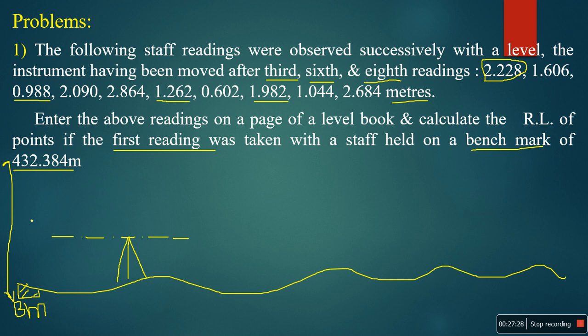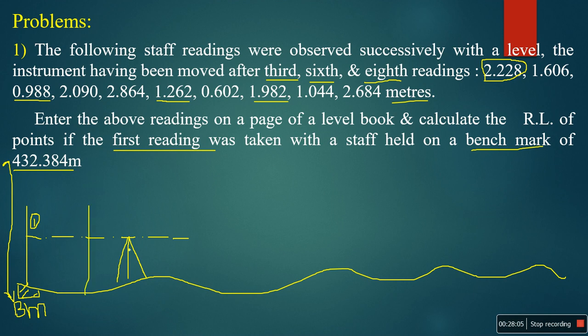Okay, so they have held the first staff reading. The staff is held on the benchmark. Then they have bisected it with the telescope and noted down the reading, that is 2.228. Okay, first reading will be here. I am writing the list like first reading. Then they have taken the second reading. The staff station may be here or maybe here. So here I am considering here only.